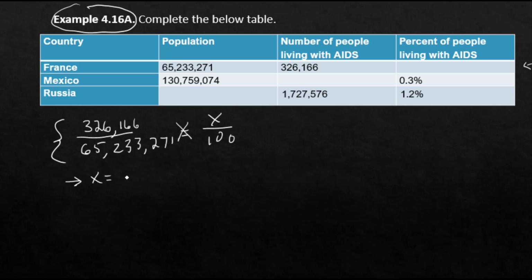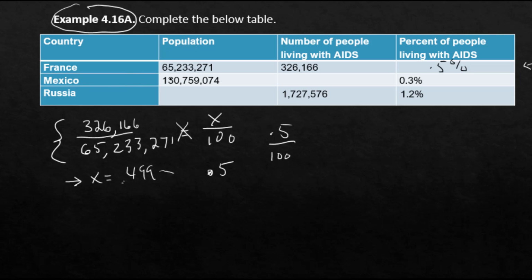And when I do that, I get 0.4999 repeating and a bunch of numbers. Rounding it to the nearest tenth would be 0.5. So X is 0.5. So that's 0.5 over 100, which is 0.5%. In other words, there's half a person out of every 100 that has AIDS. Another way to look at it is that there is one person for every 200.